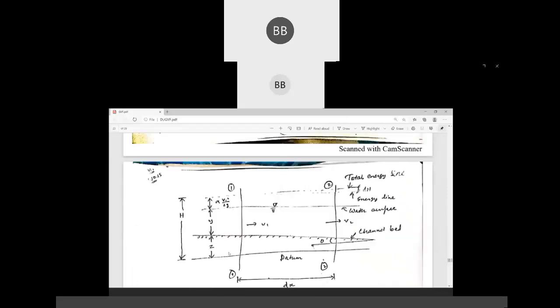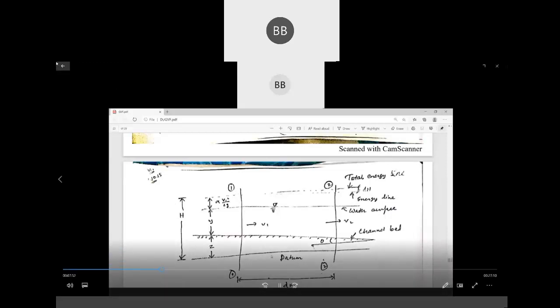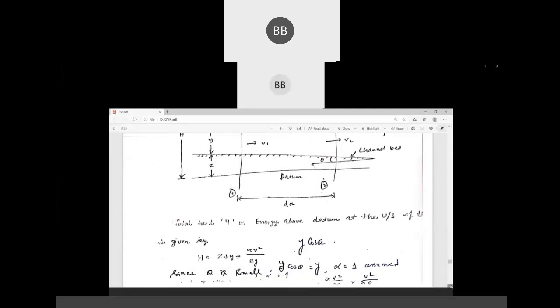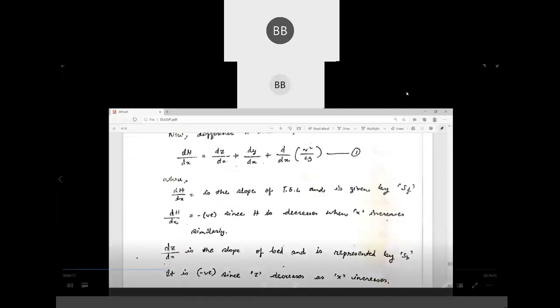As you all know, in upstream we have the total energy maximum, and because of the friction at the bottom of the channel, the total energy at the downstream section will be less. So as we all know, open channel flow travels from a higher elevation to a lower elevation. So if we move forward, again it will be reduced. Okay? That is why dH by dx we are going to consider negative, since H decreases when x increases.